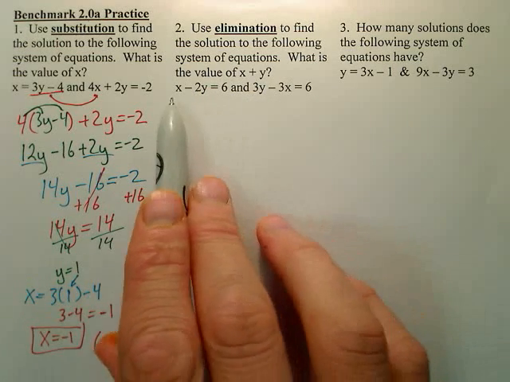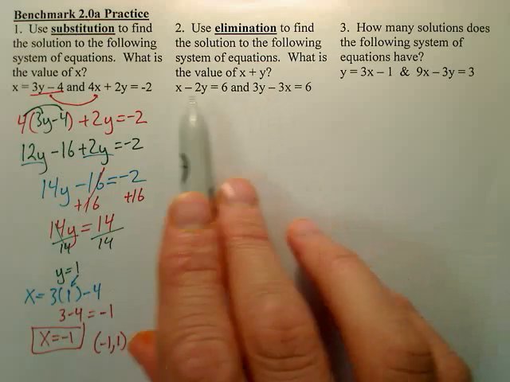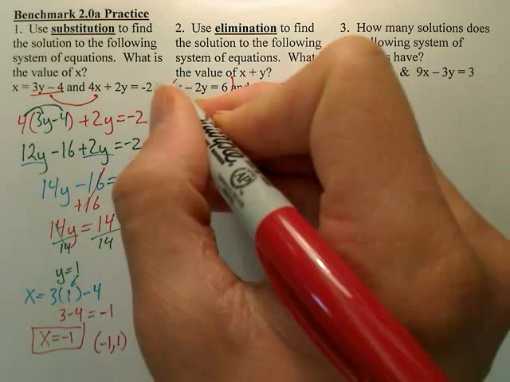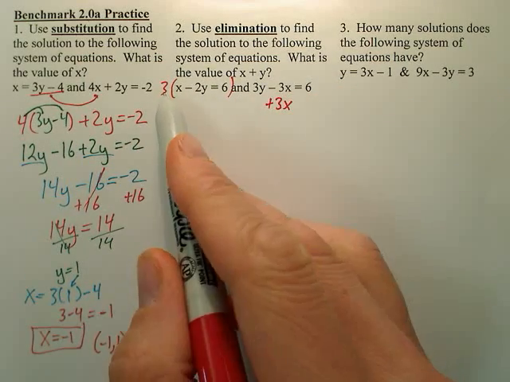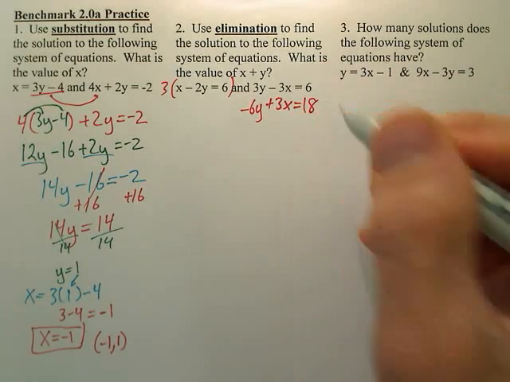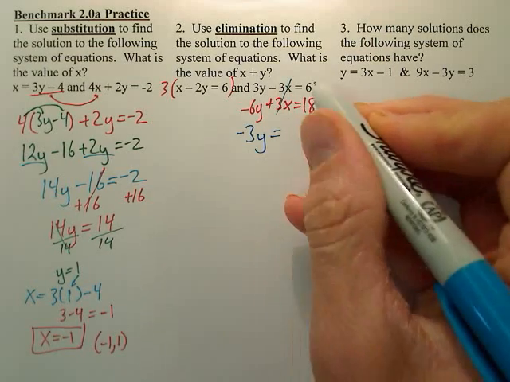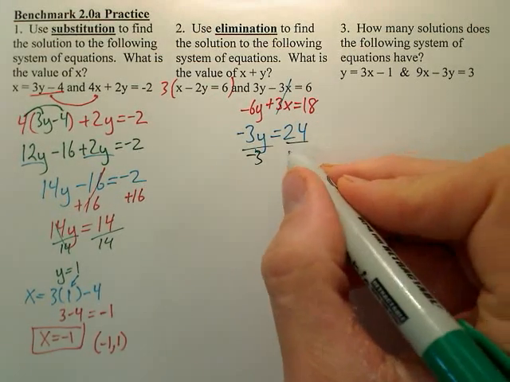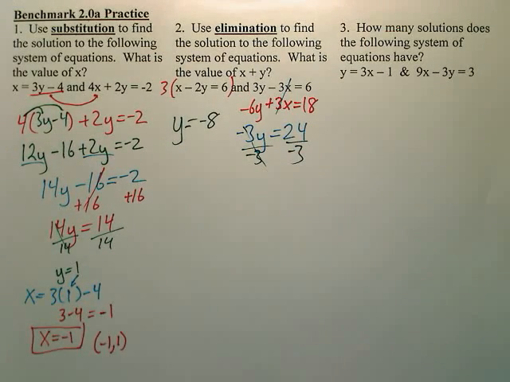Now, in my mind, the easiest would be to attack the x's. That seems easier to cancel than the y's, because to do the y's, you have to multiply both equations. To get rid of the x, you just multiply the first. So we're going to multiply to get rid of this 3x. We're going to change this into a 3x. So that becomes 3x positive. That becomes a negative 6y. And 3 times 6 is 18. These cancel, leaving you negative 3y equals 24. And when you divide by negative 3, you get y equals negative 8. Are we done?